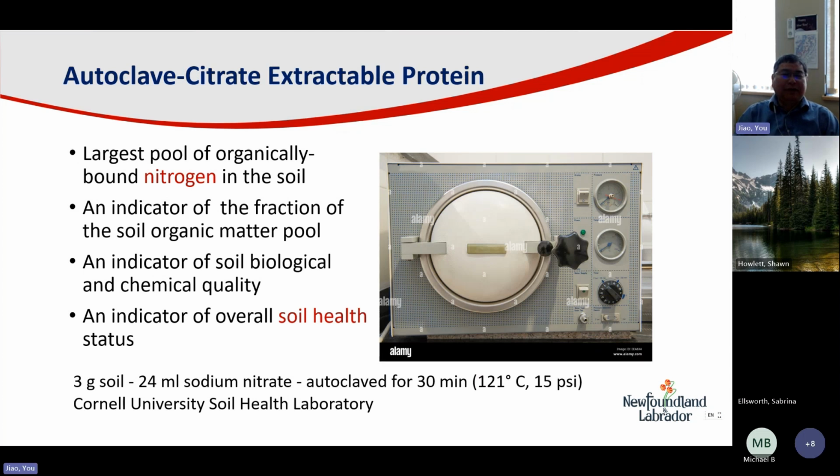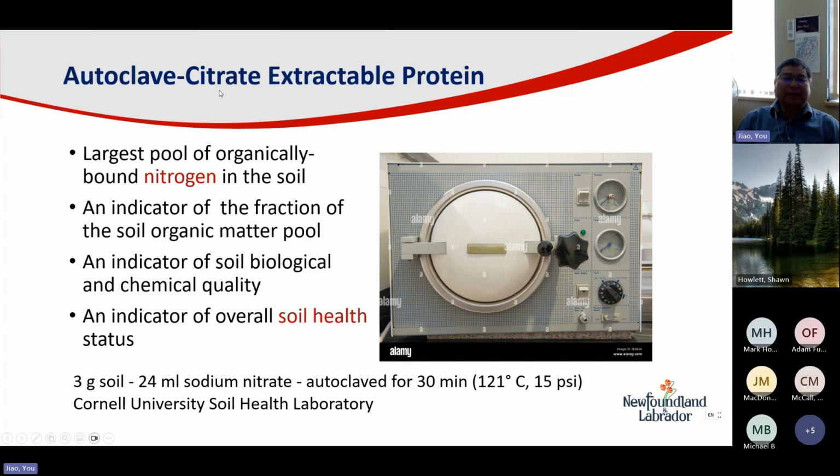The autoclave citrate extractable protein. This is a picture of an autoclave. In our downstairs animal lab, we have a bigger autoclave. Basically, you put the sample in the autoclave and increase the temperature under higher pressure to facilitate the extraction process.